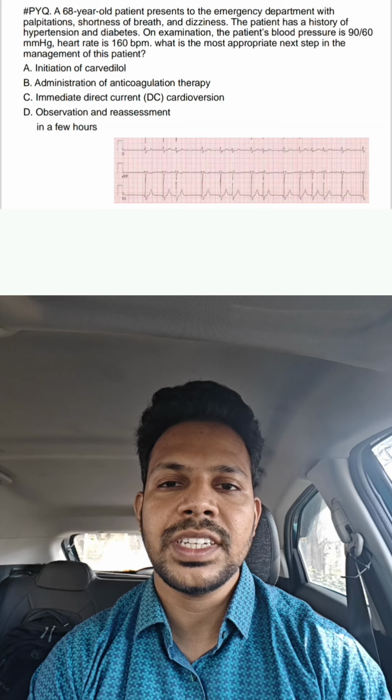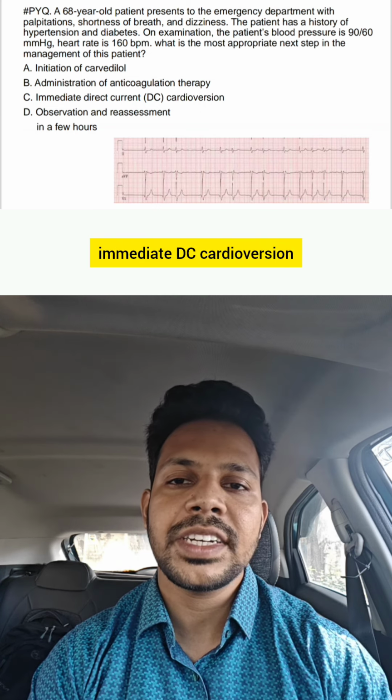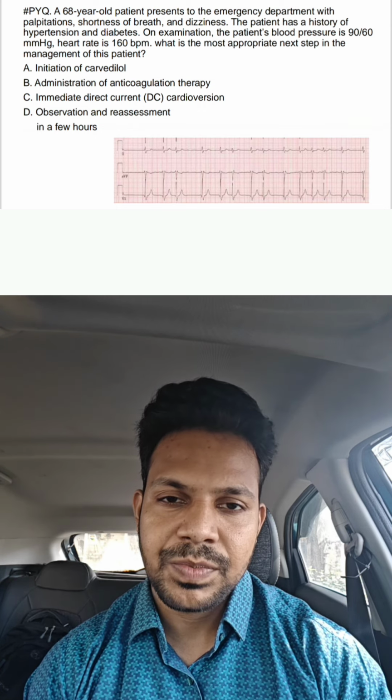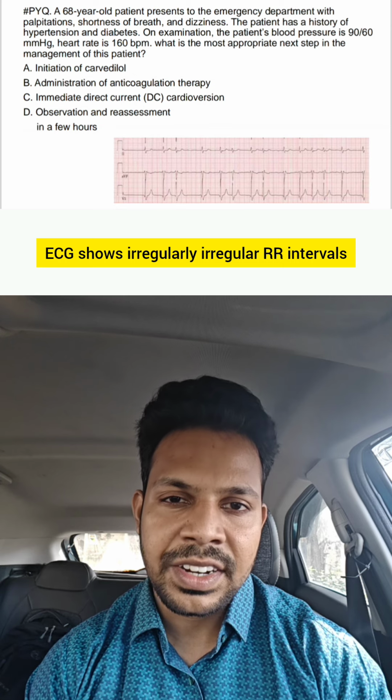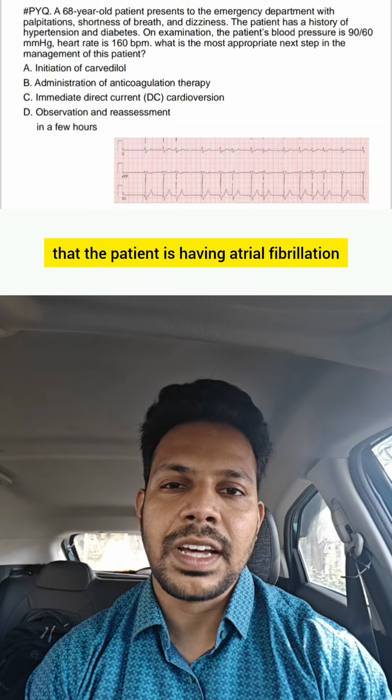We have the options: initiation of carvedilol, administration of anticoagulation therapy, immediate DC cardioversion, and observation and reassessment in a few hours. Now look at the ECG. What does the ECG show? ECG shows irregular RR intervals, right? So this indicates that the patient is having atrial fibrillation.